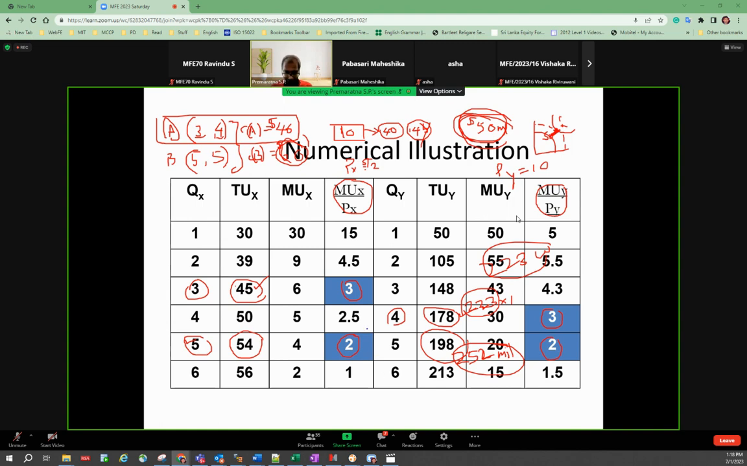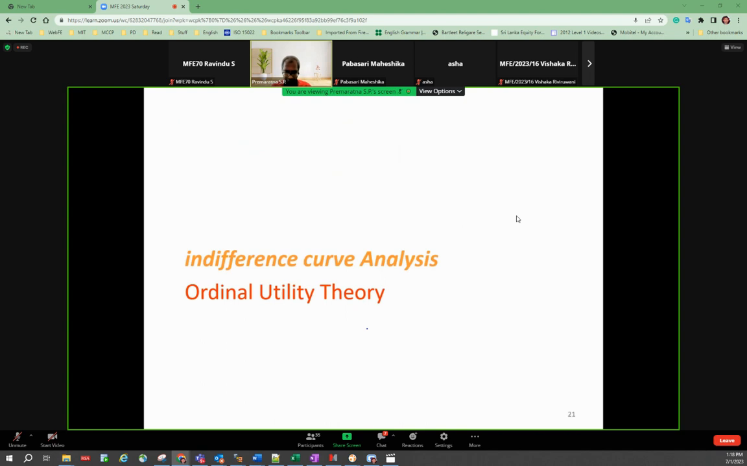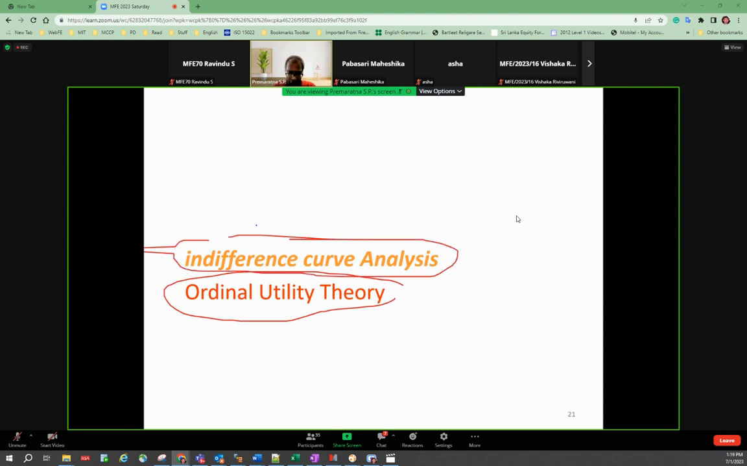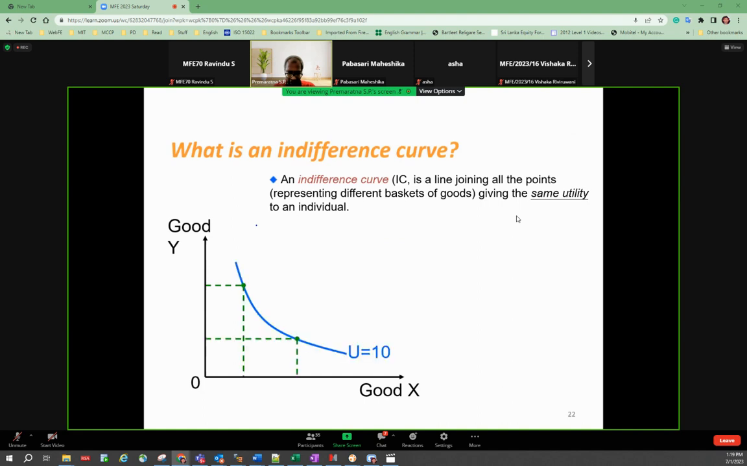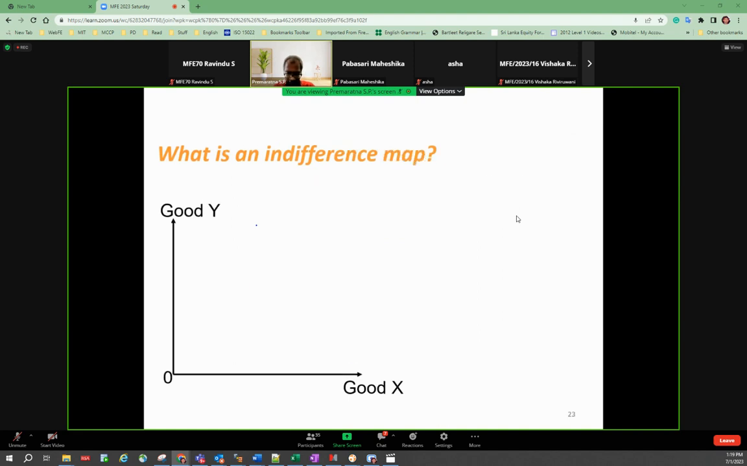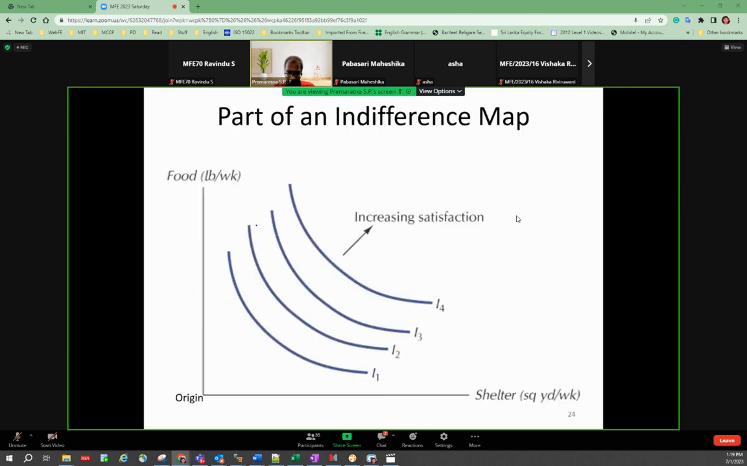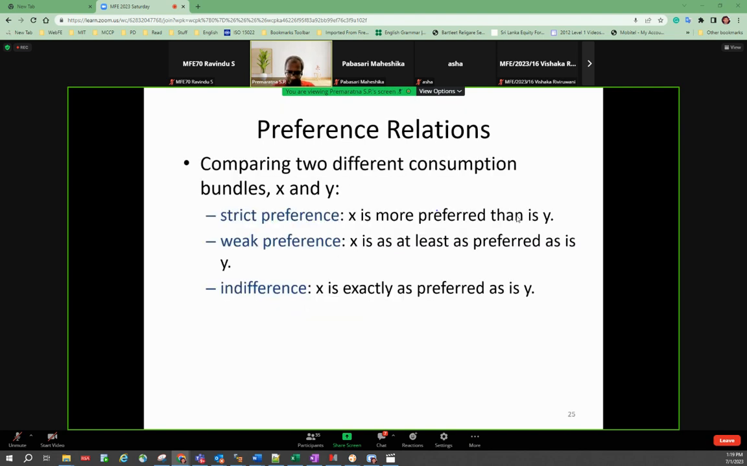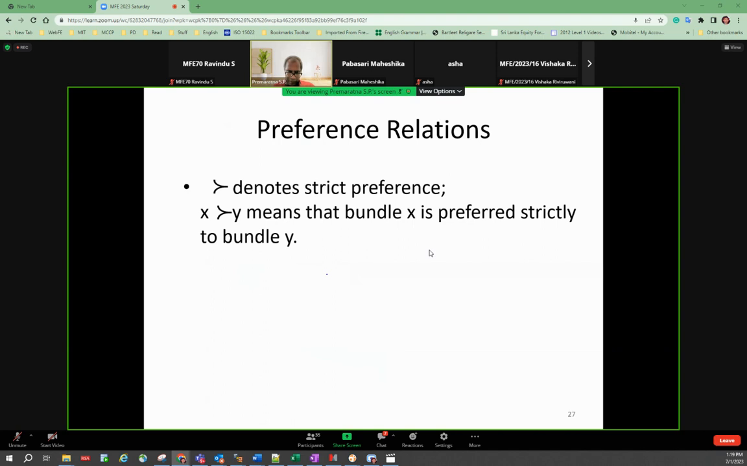So last week we discussed, I'll explain again. Last week we came to the ordinal utility theory. To study that, we have to learn the indifference curve. Last week I introduced and defined the indifference curve, and the different shapes of the indifference curve, but the usual shape is this. Going to a higher indifference curve is considered more satisfaction. And this I also discussed with strict preference, weak preference, and indifference. The symbols also I used to discuss with you.